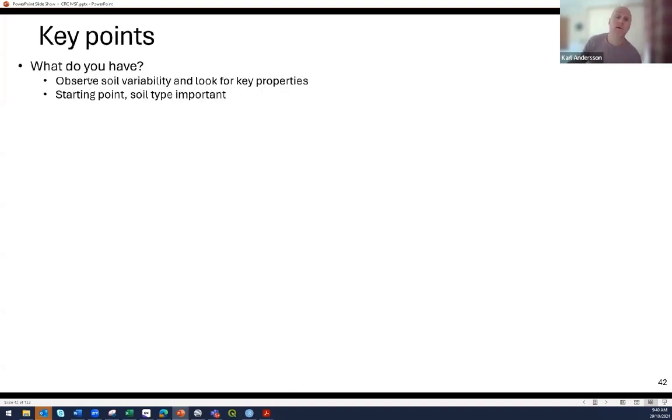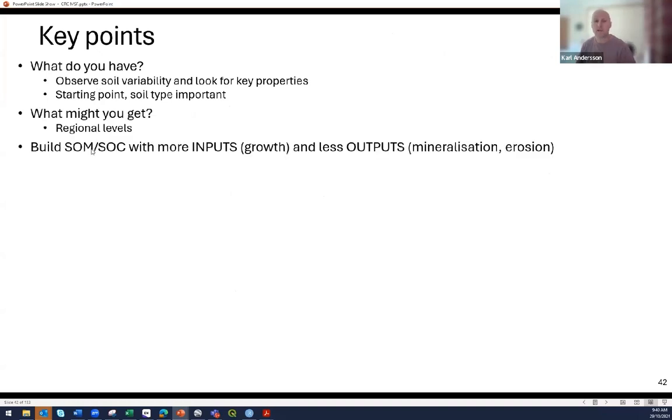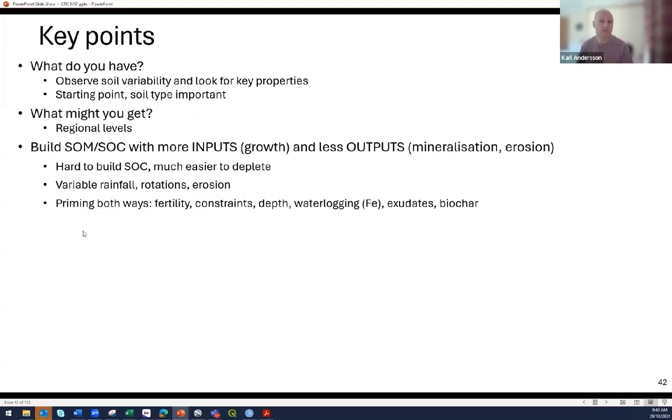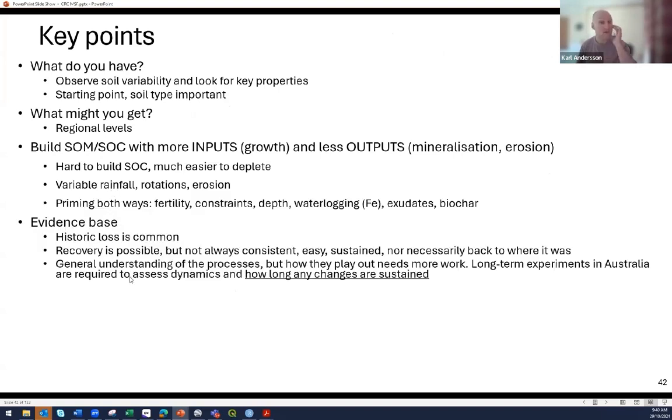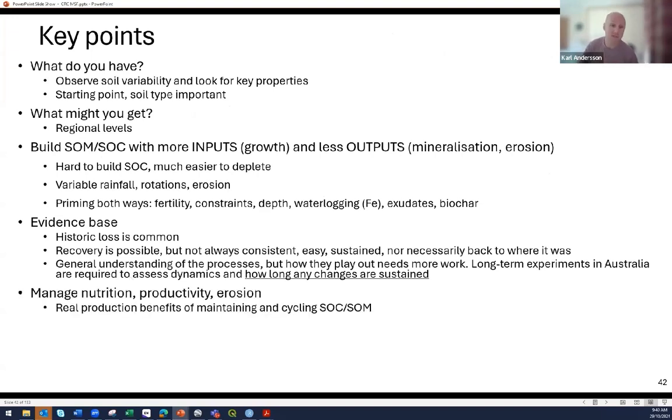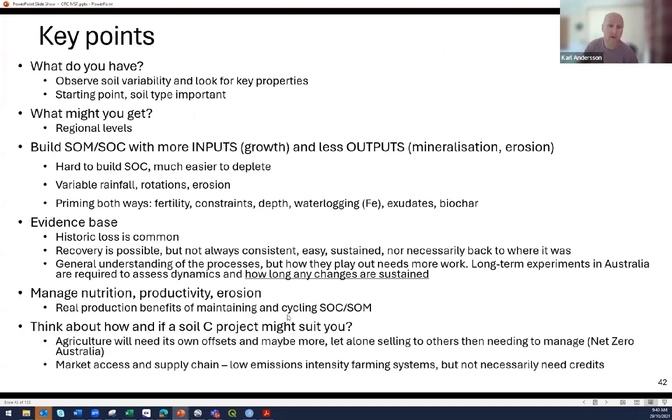Okay, so just finishing up, look at what you've got, your soil, your landscape. Where might you get to? What's a realistic level? It's about inputs of basically growth and not losing what you've got too much. It's harder to build than it is to lose. We know it's decreased. We do know that there's ways to increase it, but basically manage your system and do the best you can with it, is looking after the soil.